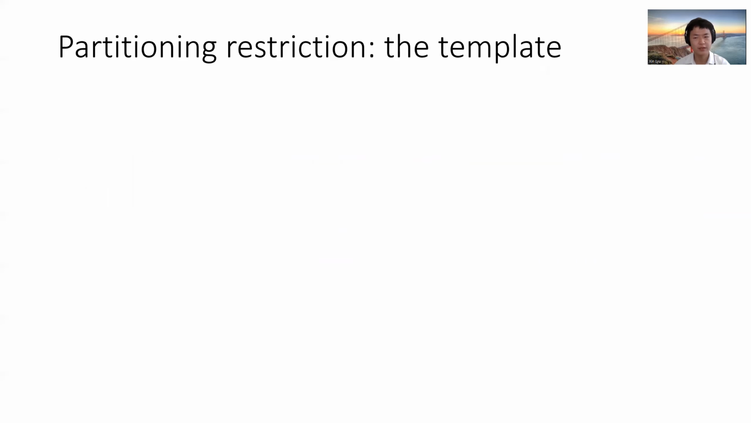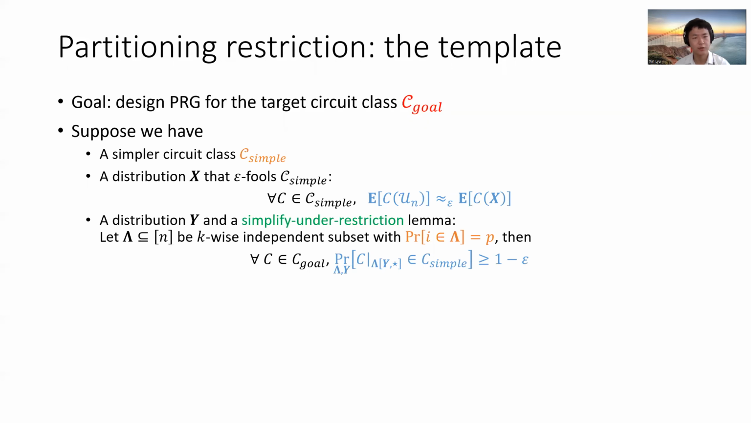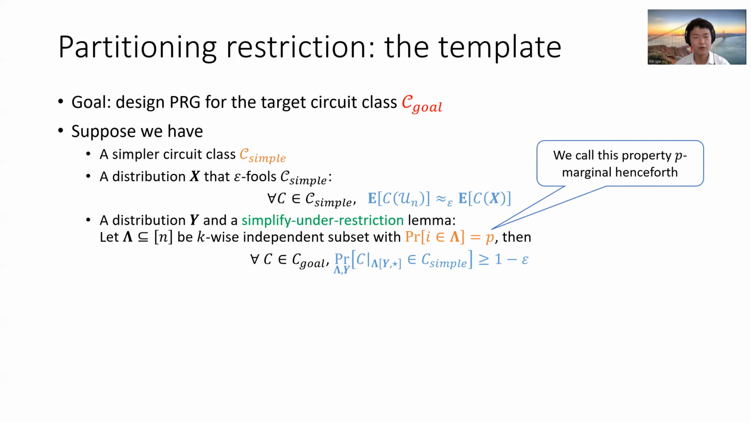We are ready to show the template to construct PRGs. Let C_goal be a circuit class for which we want to construct a PRG. Suppose we have identified a simpler class C_simple and a pseudo-random distribution X that can epsilon-fool C_simple. Also, suppose we have a distribution Y and a simplification under restriction lemma looking like the following. Suppose lambda is a k-wise independent subset such that each element i belongs to lambda with probability p. In the following, we will refer to this property as p-marginal.